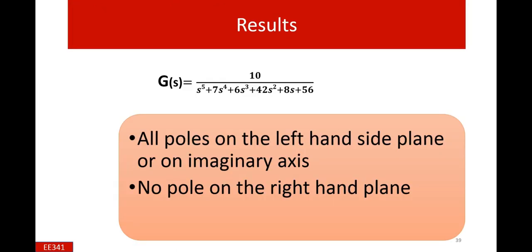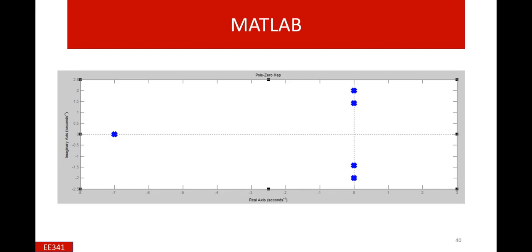In our example, we have a closed loop transfer function. This is the characteristic equation. There are 5 poles in the system. So our poles lie on the left half plane or on the imaginary axis. No pole lies on the right half plane. This is a very interesting result. This can be easily explained by using MATLAB, and this is the result produced through MATLAB.